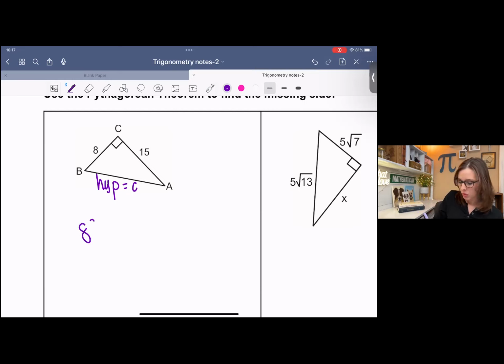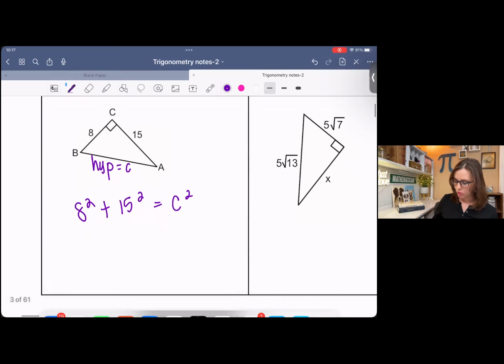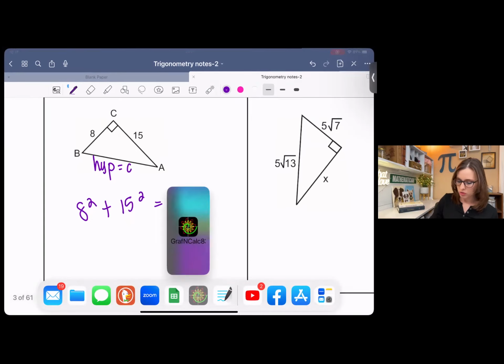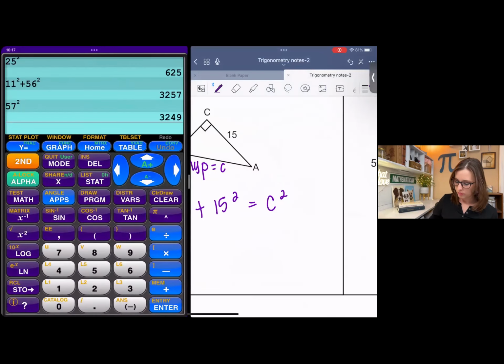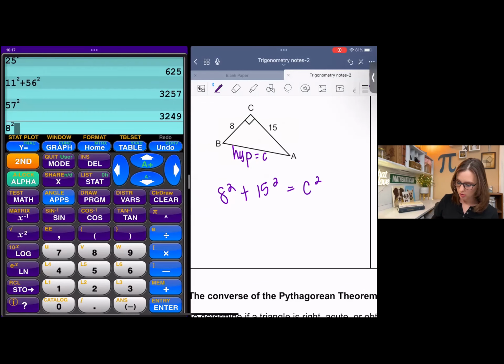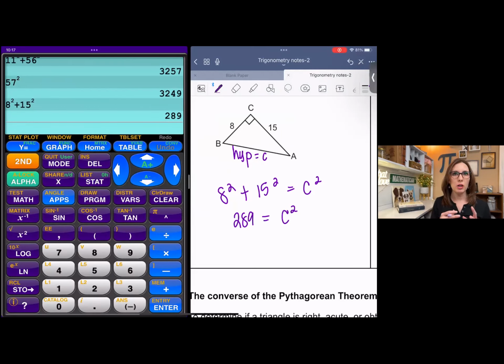So we do 8 squared plus 15 squared equals C squared. And we don't know C, we're trying to find it. And then you can add the two squares. 8 squared plus 15 squared is 289 equals C squared. And so we're trying to figure out something squared equals 289. So to undo that, we're going to square root both sides.